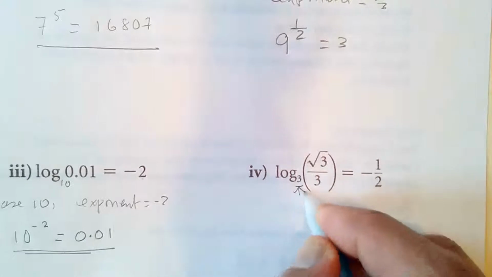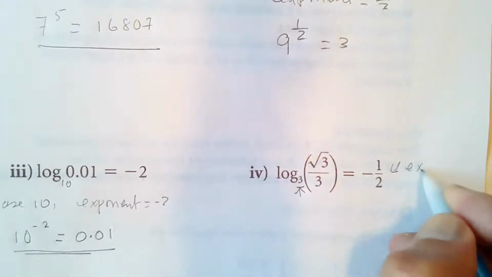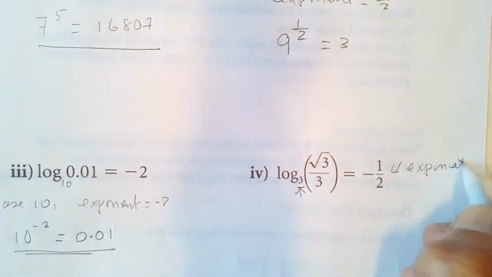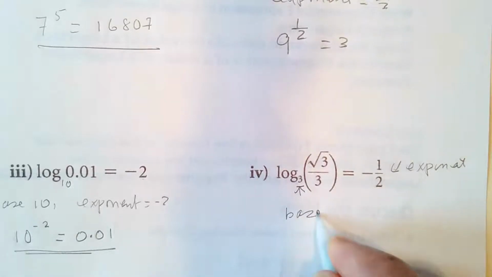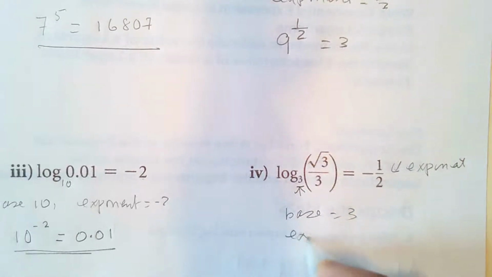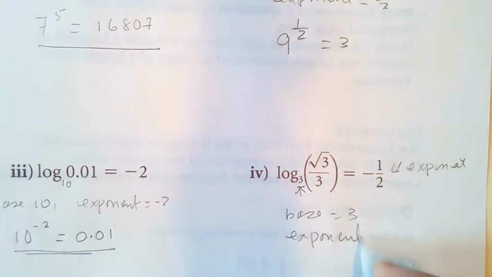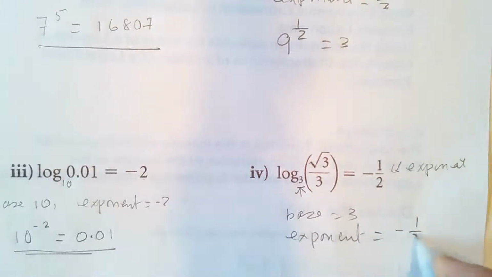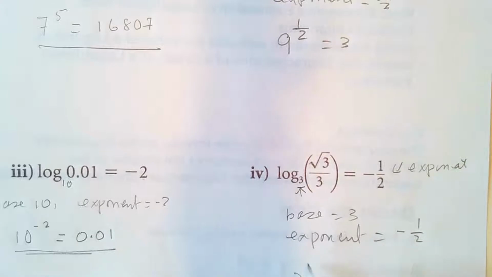This is base. This is your exponent. So base equals 3. Exponent equals negative a half. So 3 to the negative a half is equal to root 3 over 3.